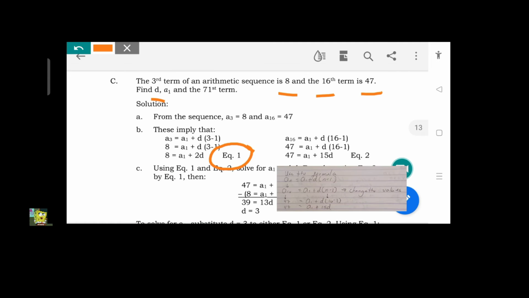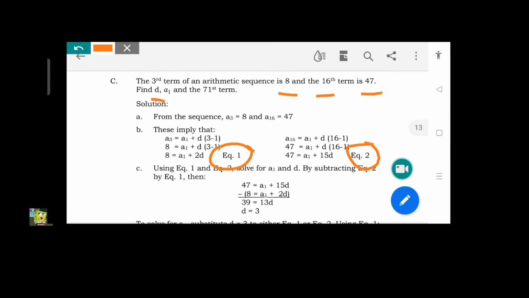We have a sub 16 equals a sub 1 plus d times quantity 16 minus 1. Take note, always solve the parenthesis first. If a sub 16 is equal to 47, we have 47 equals a sub 1 plus 15d. Solution letter C. Using equation 1 and equation 2, solve for a sub 1 and d.